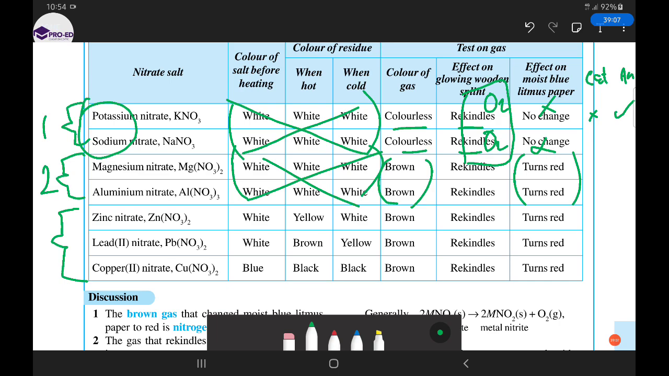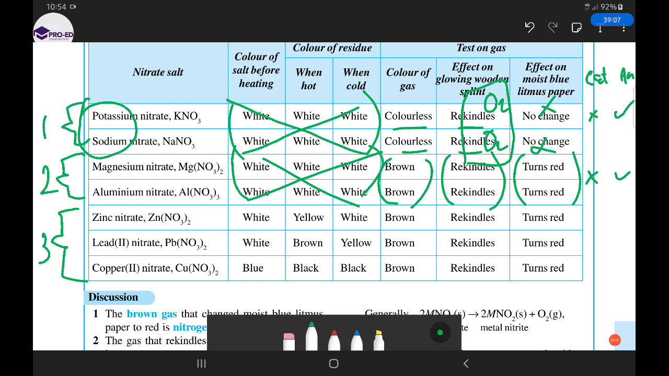So that already indicates nitrate salt. And then when we tested for oxygen, it rekindled the glowing wooden splinter. So now we know there's oxygen and nitrogen dioxide released, right? Okay, so then definitely it's a nitrate salt. Okay, so we can't get the cation, but yes, we know it's a nitrate salt. The anion is clear again, right? Then we go to group 3.